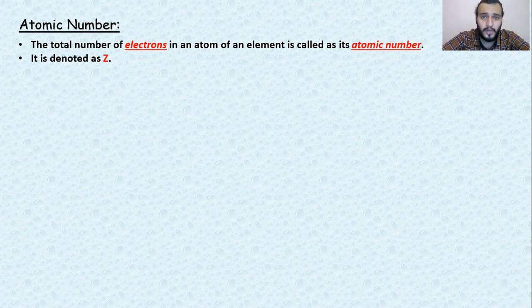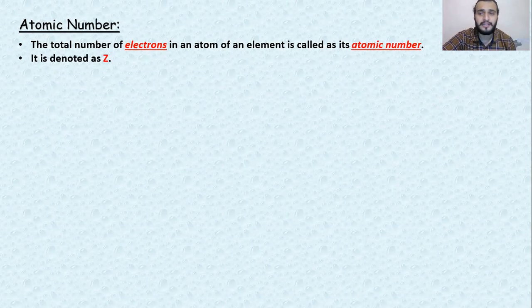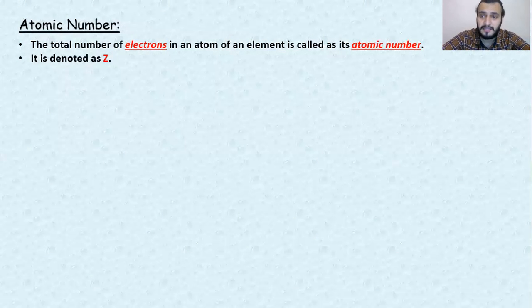As we all know, an atom contains three subatomic particles, that is protons, electrons and neutrons. But atomic number is nothing but either the number of electrons or protons. In all atoms, they always have the same number of electrons and protons. So it can be the total number of electrons or the total number of protons in an atom of an element, called the atomic number. And the symbol of atomic number is nothing but a capital Z.